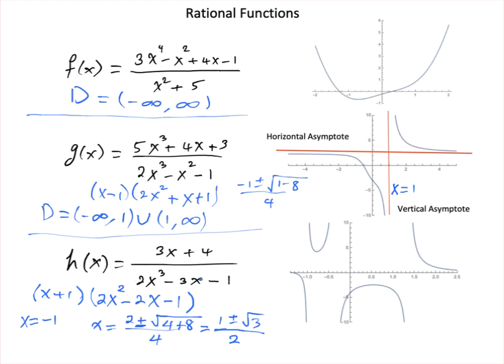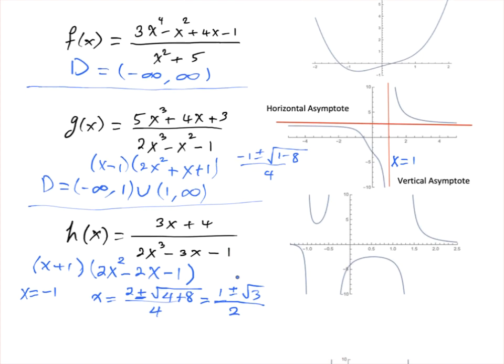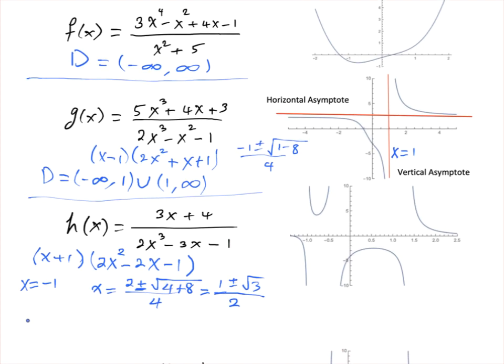Because that makes the denominator 0. So the domain of this function is from minus infinity to the smallest of these three. You see, the square root of 3 is about 1.7, so 1 minus that is about minus 0.7, and divided by 2 is bigger than minus 1. Minus 1 is the smallest of the three roots.